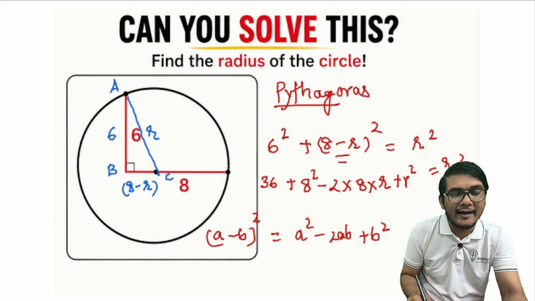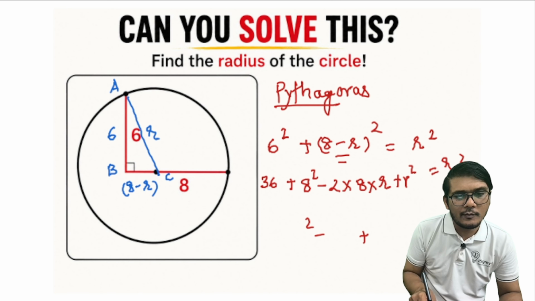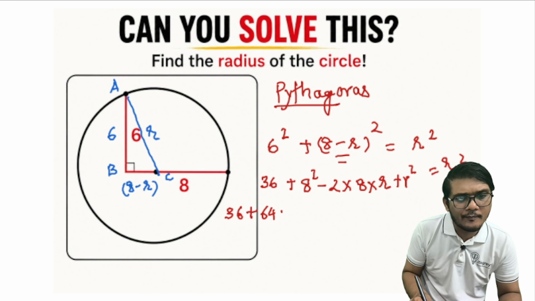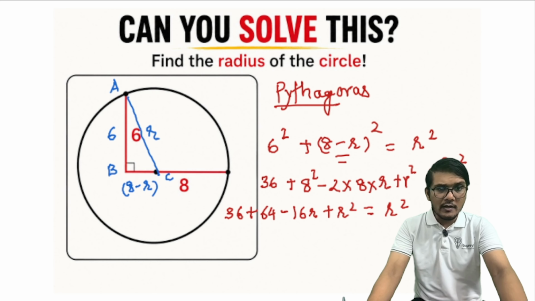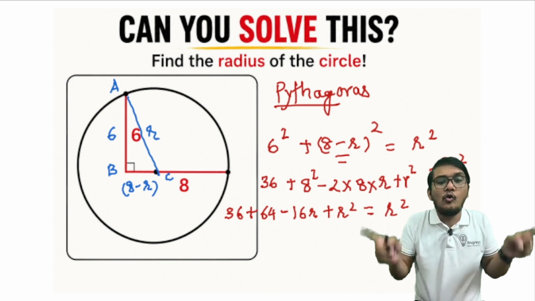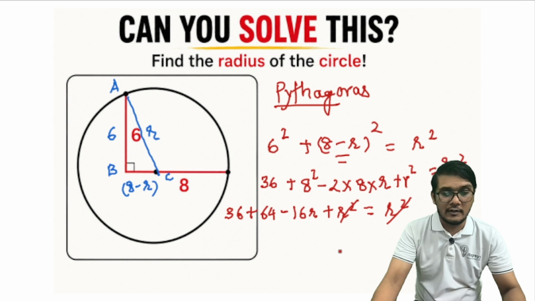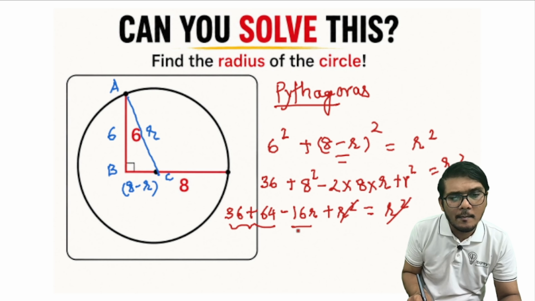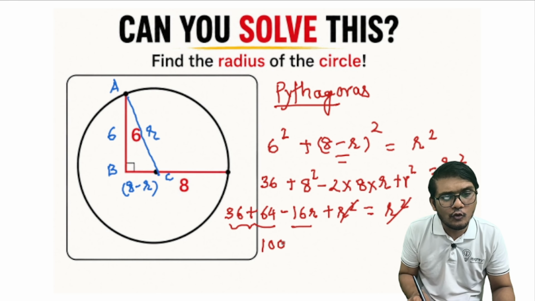So let us simplify this further. When you simplify it, you get 36 plus 8 square, which is 64, minus 2 into 8r, which gives you 16r, plus r square. Right. Now, r square on the two opposite sides will get cancelled. So this r square gets cancelled with this r square. So what are you left with? You are left with 36 plus 64 minus 16r equals 0. So 36 plus 64 gives you 100. So you have 100 minus 16r equals 0.